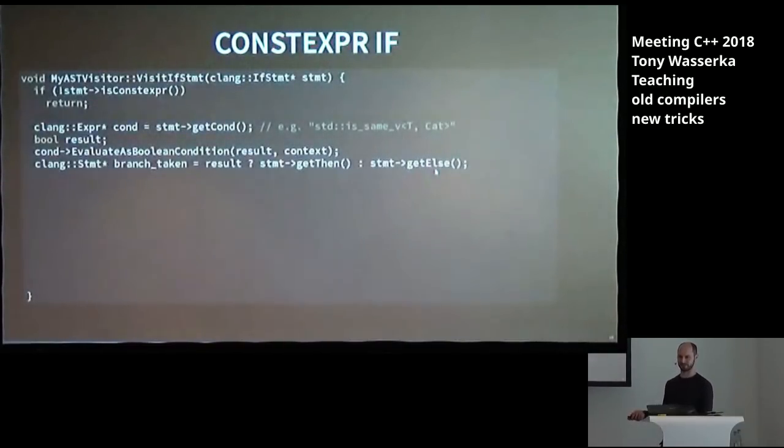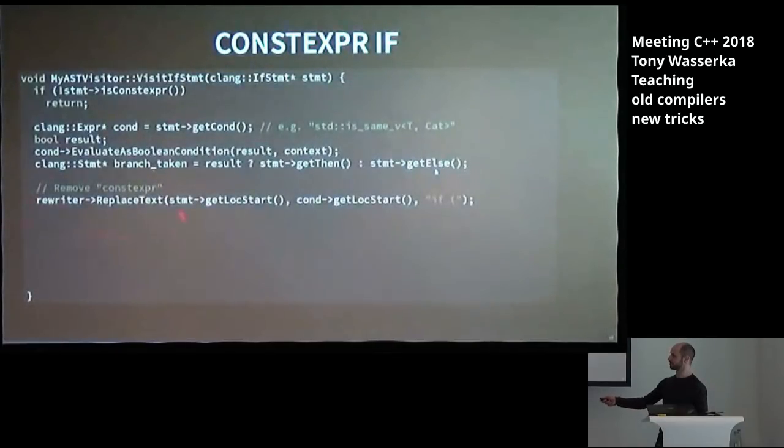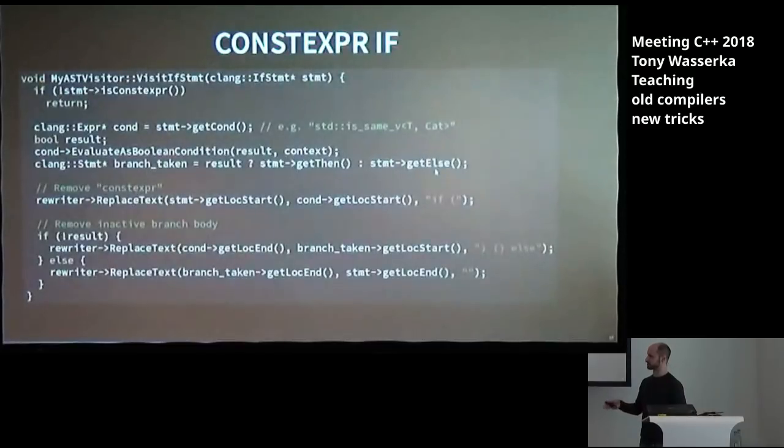And that's all we need to know. Then we can start rewriting things. And so the first thing I do is remove the constexpr by just replacing the if constexpr bit by just plain if. And then I replace the actual branch bodies by just nothing. So this looks rather complicated. Don't worry about the details too much. But you can see there's a branch depending on whether the expression was true or false, and we rewrite different things. So hopefully you believe me, this is doing the right thing.